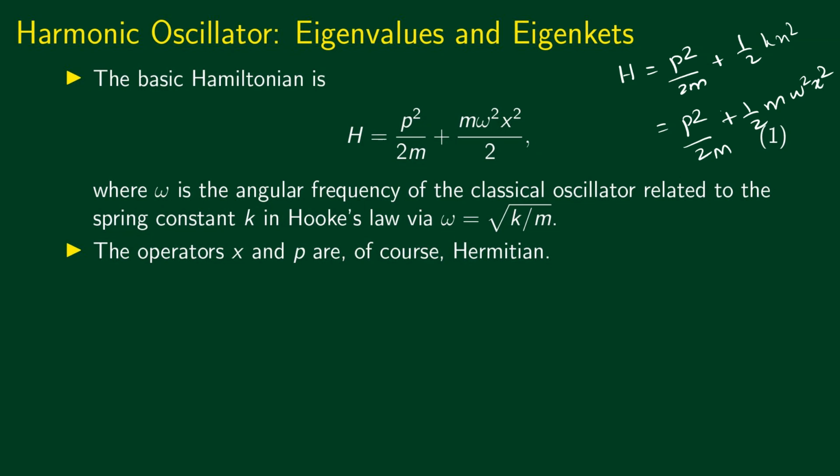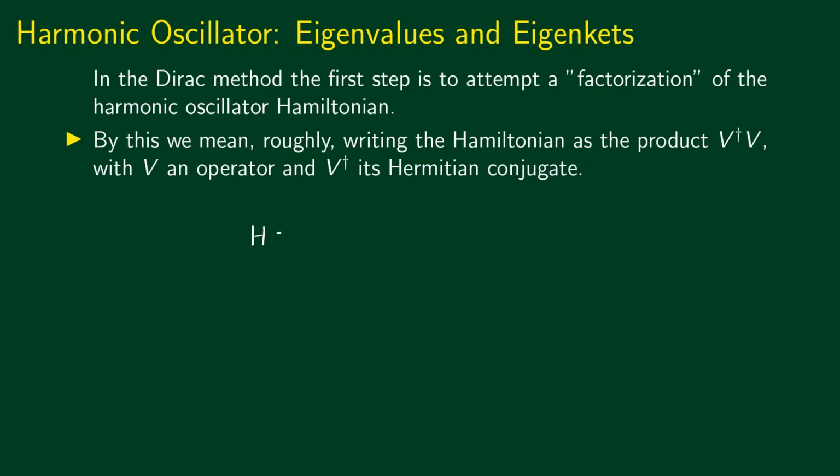Now we assume that the quantum mechanical Hamiltonian also has the same form. The only thing is that in the quantum mechanical Hamiltonian, H is an operator, p is an operator, and x is also an operator. And of course, these are all Hermitian operators. Omega here is called the angular frequency. It's the angular frequency of the classical oscillator. It's related to the spring constant k by the equation ω = √(k/m). Now we have the harmonic oscillator Hamiltonian.